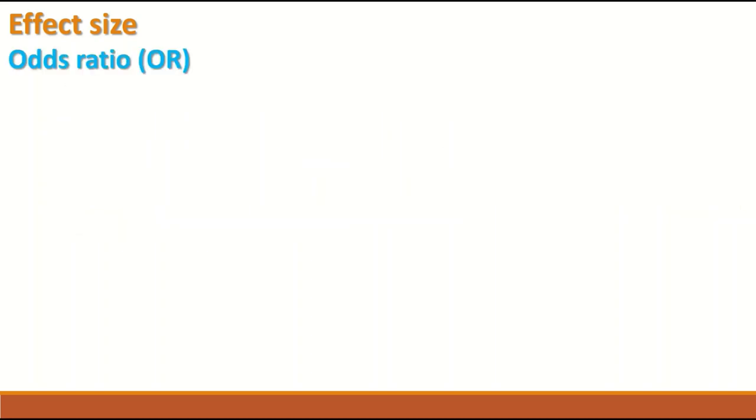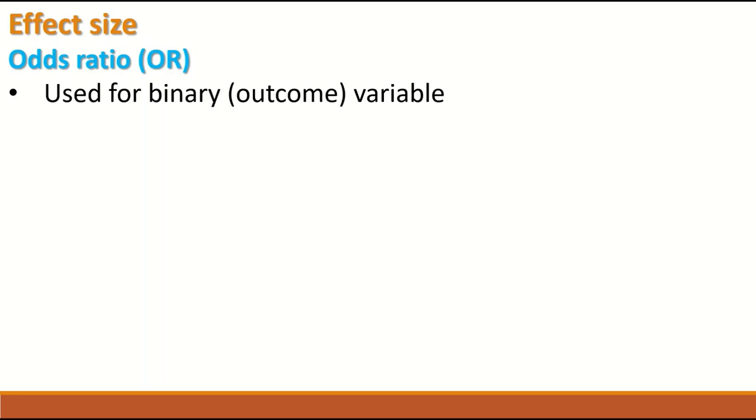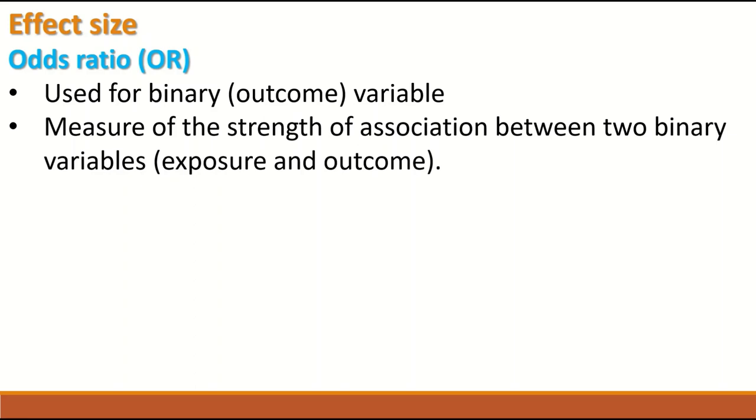Now, moving from continuous data, in which the mean and the standard deviation are measured, to binary data that have an outcome which is binomial, which has two levels in it. So one effect size can be calculated using the odds ratio. It is used for a binary outcome or binary variable.